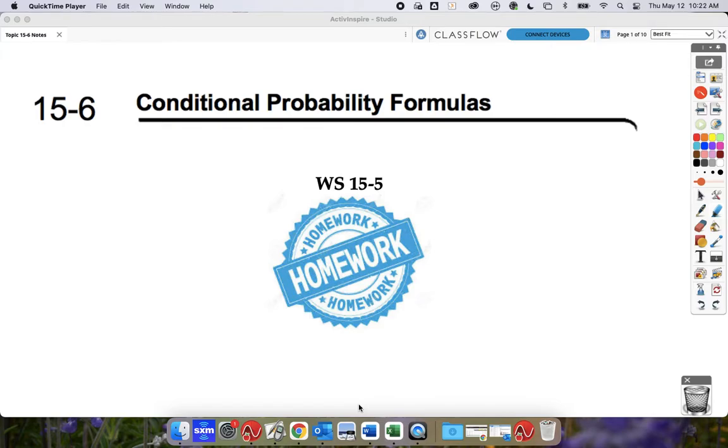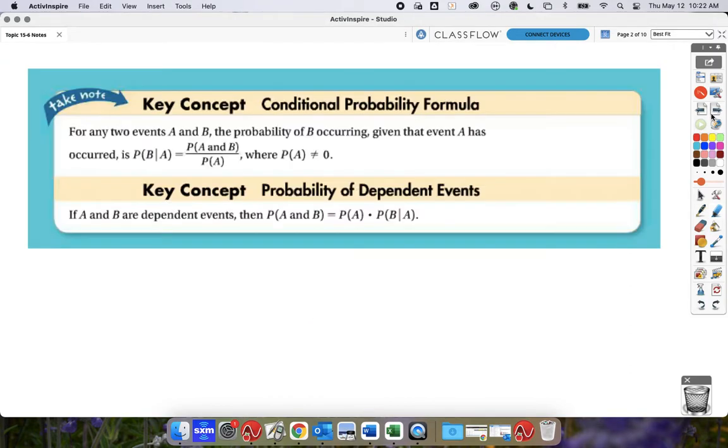Similar to yesterday, but we're going to create our own tree diagrams today to help us understand what's going on. We have two different conditional probability formulas. For any two events A and B, the probability of B occurring given that A has occurred is the probability of B given A. So that is equal to the probability of A and B happening over the probability that A had already happened. It's pretty simple, right?